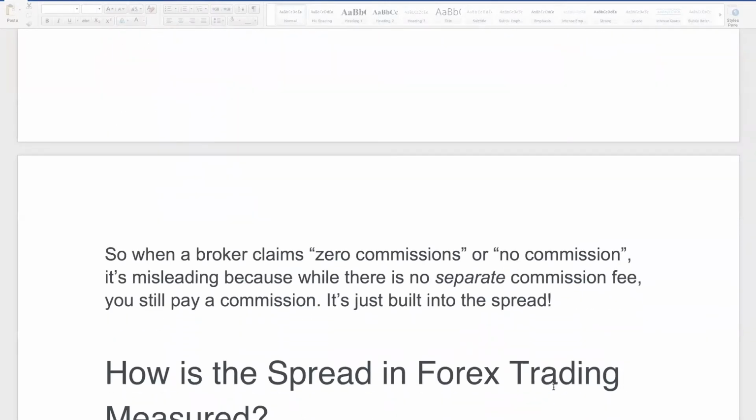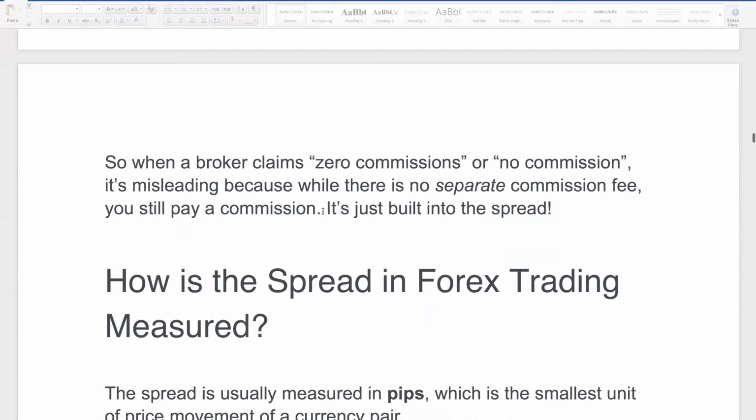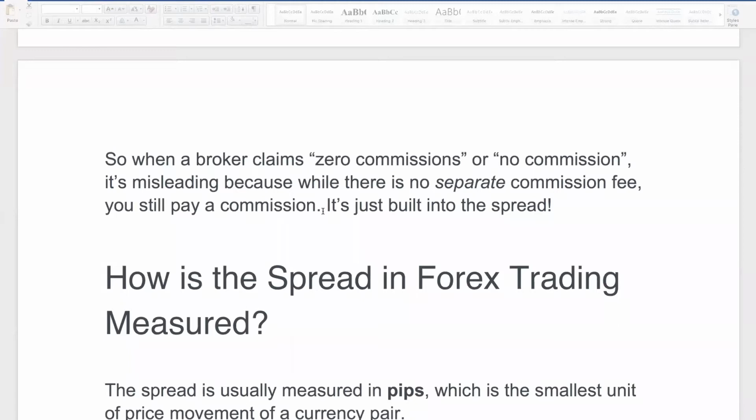So when a broker claims zero commission or no commission, it's misleading, because while there is no separate commission fee, you still pay a commission. It's just built into the spread. They will say we don't take commission, but they will make sure you pay the spread. In another way, they will make your spread bigger so that you pay the commission that you don't see, because they don't claim to use commission.